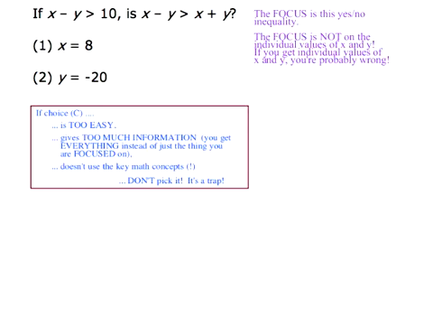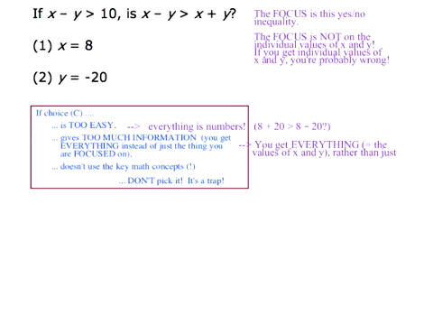If you have choice C, everything is numbered. It would just be, is 8 plus 20 greater than 8 minus 20. That would be sort of weird, right? It's too much information, because you get everything in the problem, which is the values of x and y, rather than just what you want.